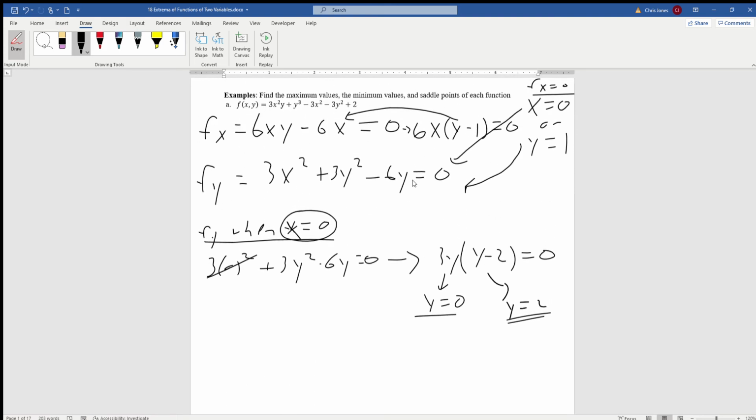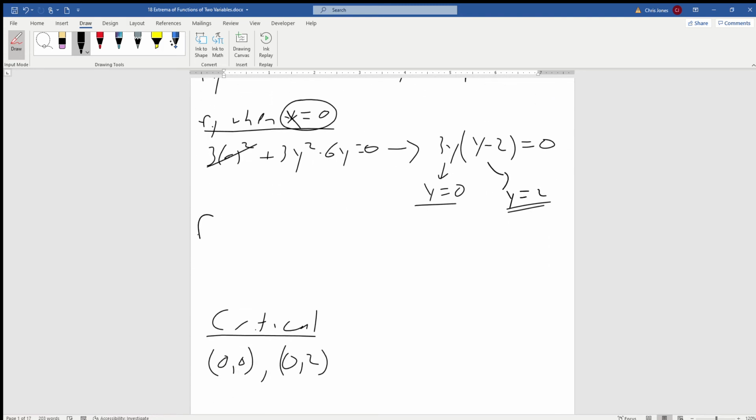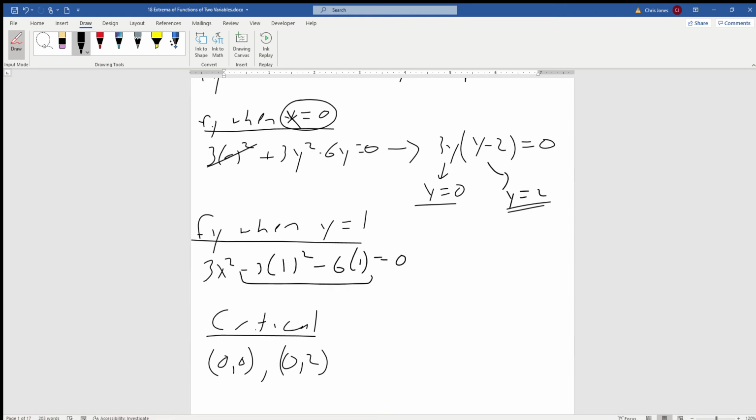We're going to do the exact same thing, but we're going to substitute y equals 1 into fy. So we're going to find fy when y is equal to 1. If we do that, that gives us 3x squared minus 3 times 1 squared plus 6 times 1 equals 0. Sorry, this should be a plus. This computes to negative 3. We can add 3 to both sides, so 3x squared is equal to 3, and hence x is going to be equal to plus or minus 1.